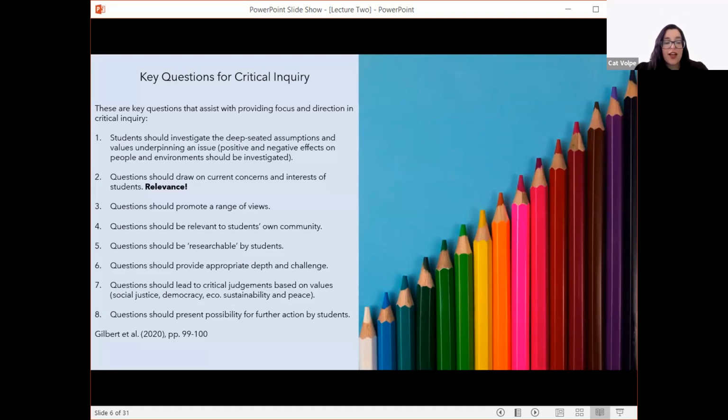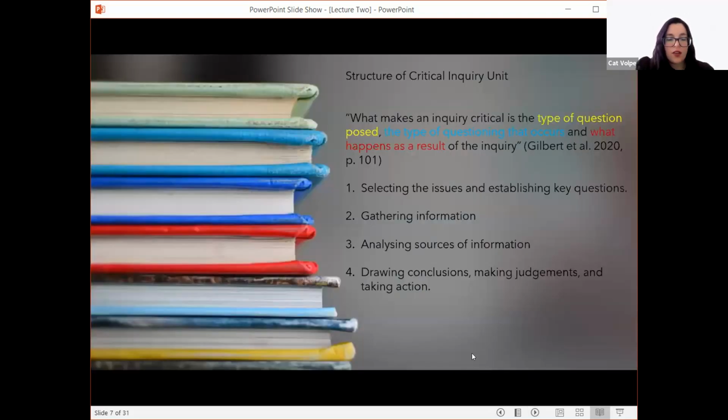The questions that are asked should be ones where students can be thinking about change. Okay, that's what we mean about further action. So this is basically what we're going to be thinking about when we're talking about a critical inquiry unit or a critical inquiry sequence, which is what we're going to be focused on. I'll talk more about what a learning sequence is later on in this unit.